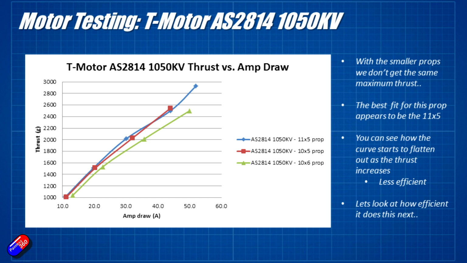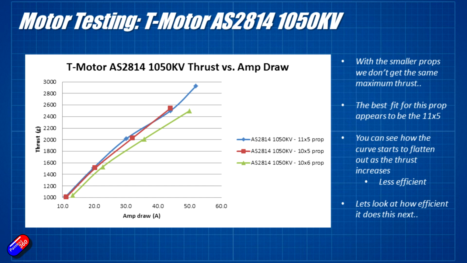If you compare the 11x5 prop, the blue trace with the diamond data points, to the green trace by the 10x6 prop, which is the least efficient of the bunch, then you can see that even at similar amp draws, we're getting significantly more thrust out of the 11x5 inch prop. So that is the prop that I would go for. In fact, if you compare the thrust levels at the 2.5 kilogram level, the 11x5 inch prop is pulling about 44 amps, whereas the 10x6 prop is pulling 50 amps. So 6 amps less for the same amount of thrust.